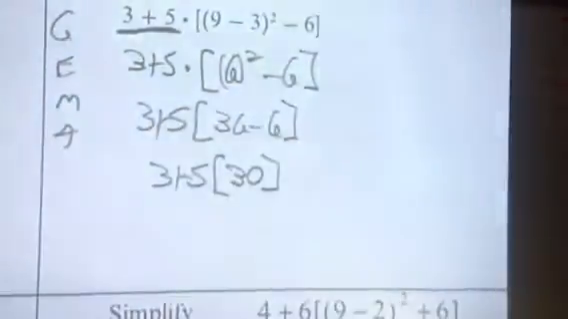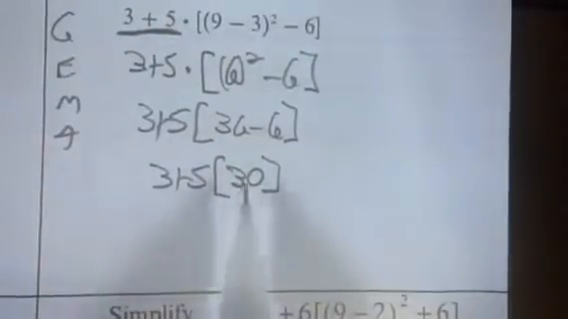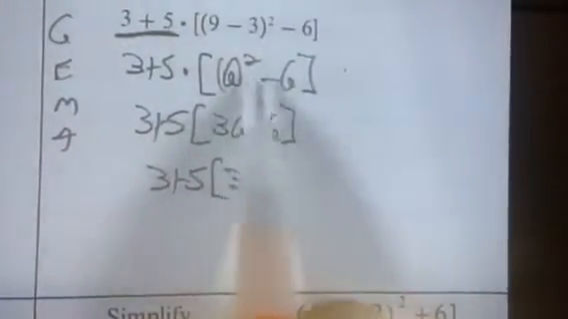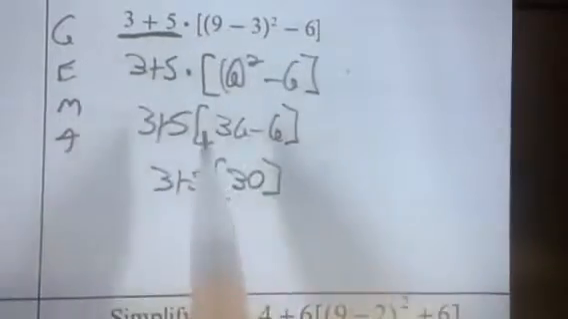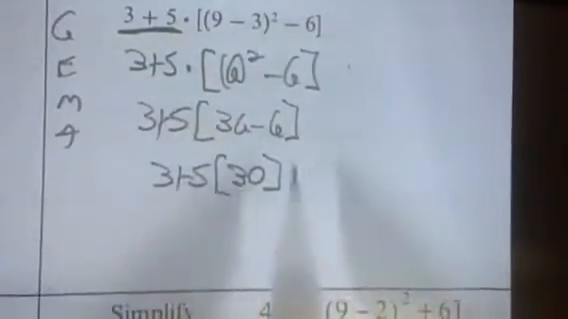I've got to multiply before I add. Grouping symbols, exponents, multiplication, division. I've done everything inside grouping symbols first. All of this was inside grouping symbols. I did my exponents inside grouping symbols. I subtracted inside grouping symbols. So I've done grouping symbols. I've done exponents. Now I'm multiplying. 5 times 30 gives me 150. So 3 plus 150, which gives me 153.